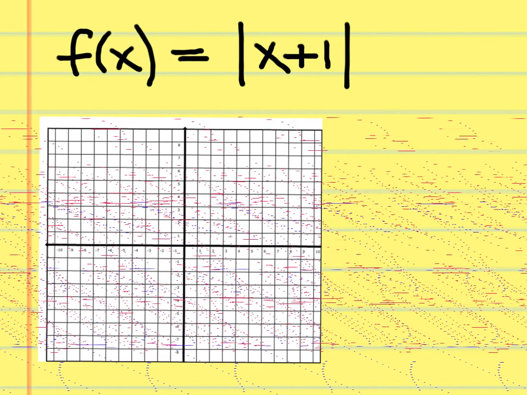If you plug in a 2, 2 plus 1 is 3. Absolute value of 3 is 3. So you would plot 2 and then 3, make a dot. And then just keep it going until you see the V shape and then carry it all the way through the graph. If it starts with a negative, it'll open down. If it's not, it'll open up. And there's nothing more to it than that.